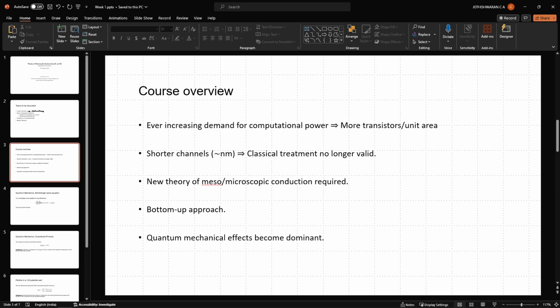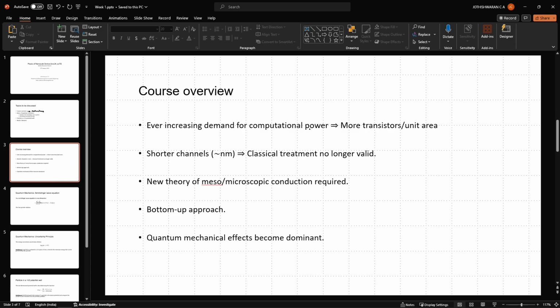So, the overview: why are we even studying this course? Why do we consider learning about nanoscale devices? It is essentially a market-motivated area. Of course, there are domains of theoretical interest in constructing smaller and smaller devices, but the motivation for constructing smaller and smaller devices comes from the fact that we have an ever-increasing demand for computational power.